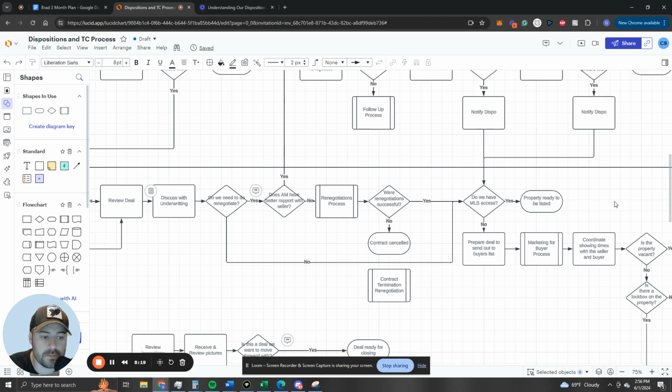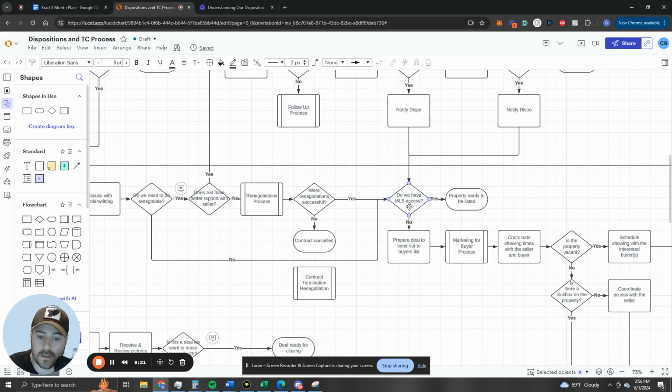If they were successful, do we have MLS access? Okay, yes. Property ready to be listed. That's what Karen would do. Karen's the Dispo assistant. She'll list the property once alerted with all the details you have. Now, remember, this was all based on us having to renegotiate.